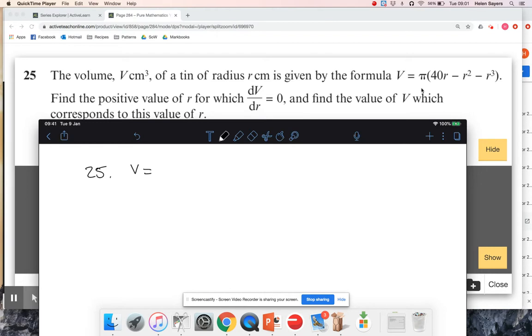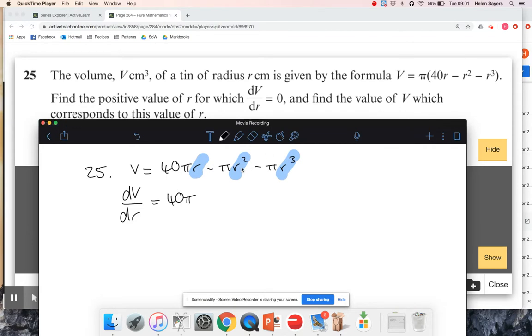So if I multiply those brackets out, I'm going to get 40 pi r minus pi r squared minus pi r cubed. Okay, so I want to differentiate that. Just don't get thrown by the pi. Pi is just a constant. So those are the three terms that we're differentiating, following the normal rules of differentiating. If this was 2r, it would differentiate to 2. If it was 8r, it would differentiate to 8. So if it's 40 pi r, it's just going to differentiate to 40 pi.